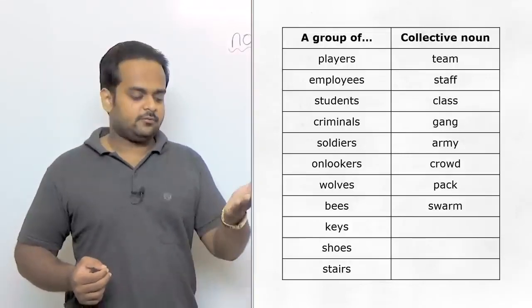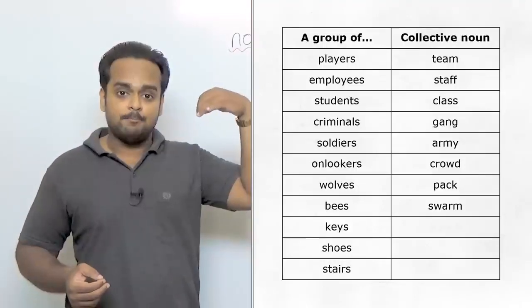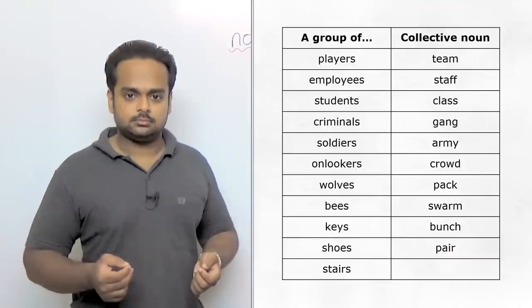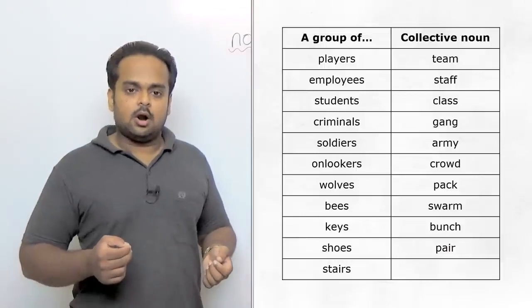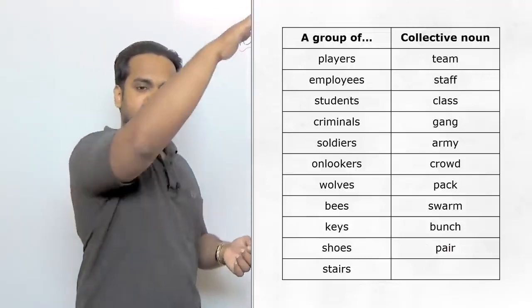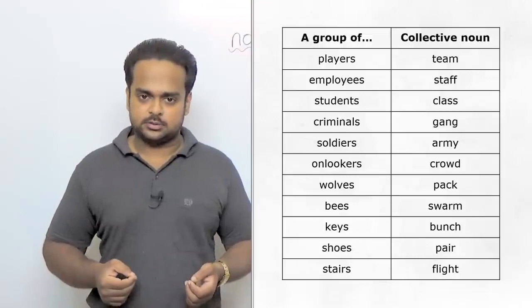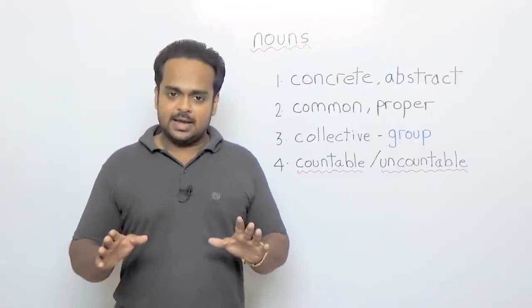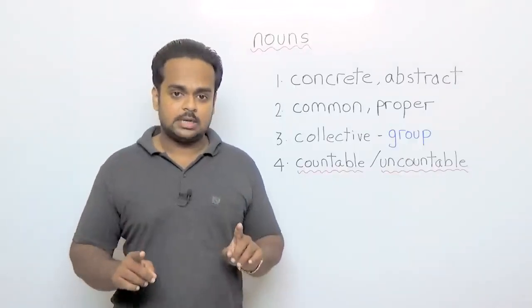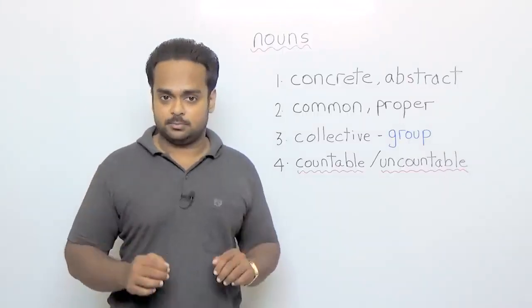Like if I have 5 or 6 keys in my hand, do you know what we call that? We call it a bunch of keys. What about 2 shoes? A pair. And when there are stairs that you have to take from one floor of a building to the next floor, do you know what we call that? It's called a flight of stairs. Okay, so like I said, these can be really interesting, but there's one problem. Collective nouns can be difficult because there's so many of them.